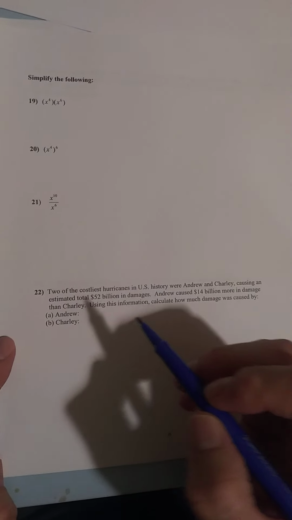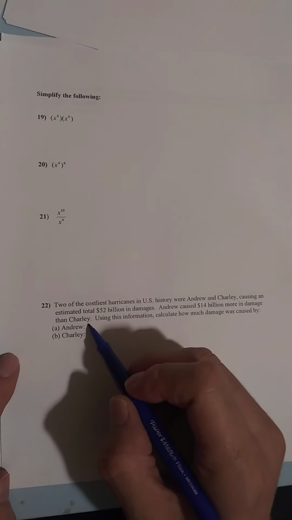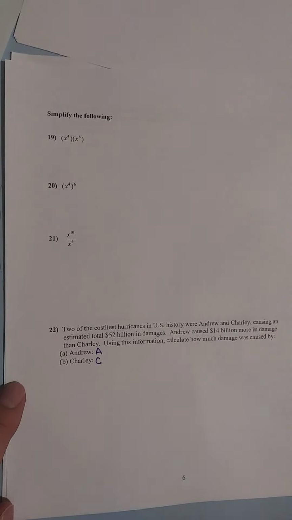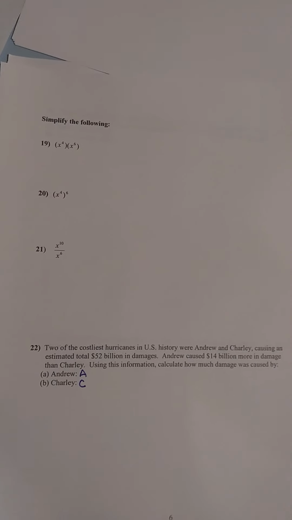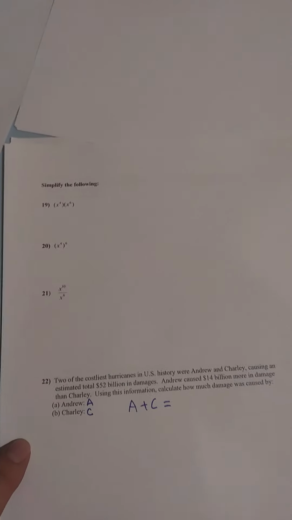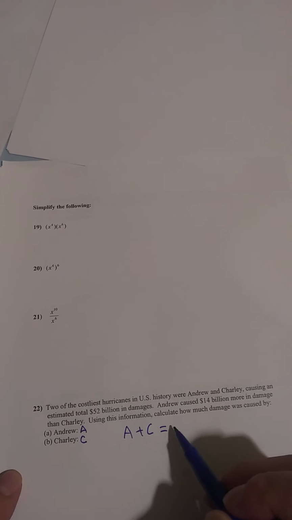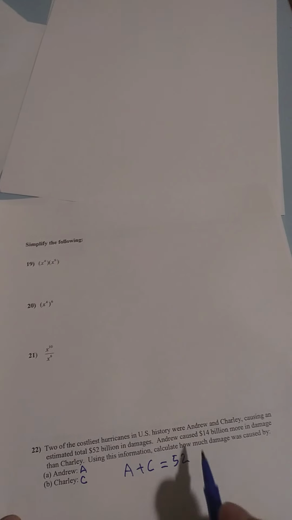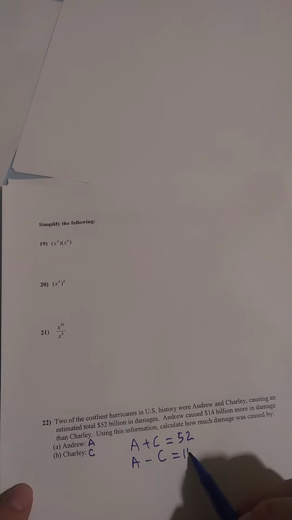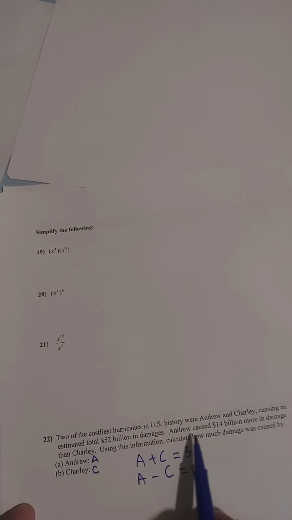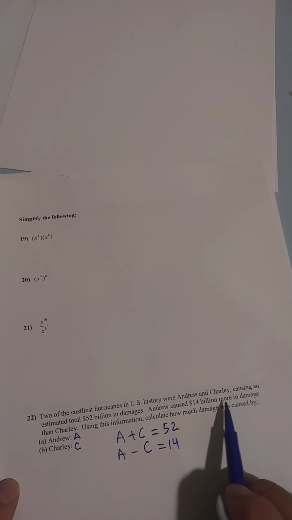Let us call the amount of damage by Andrew A and Charlie C. You can also call them X and Y if you wish. It's up to you. The total amount of damage caused by Andrew and Charlie was A plus C. Add them up. And that damage was $52 billion. It's given. The difference in damage is A minus C, which is 14 billion. Why did I put A before C? It's because it tells you here Andrew caused 14 billion more in damage.